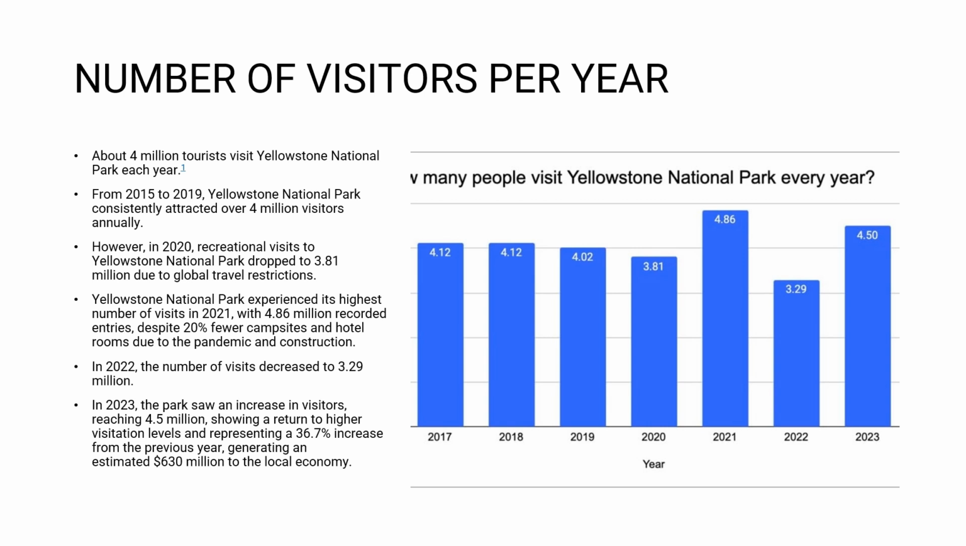But Yellowstone experienced its highest number of visits in 2021, reaching 4.86 million recorded entrances, despite 20% fewer campsites and hotel rooms due to the pandemic and construction. The number in 2022 decreased to 3.29 million. In 2023, the park saw an increase in visitors, reaching 4.5 million, showing a return to higher visitation levels and representing a 36.7% increase from the previous year, generating an estimated income of 630 million to the local economy.